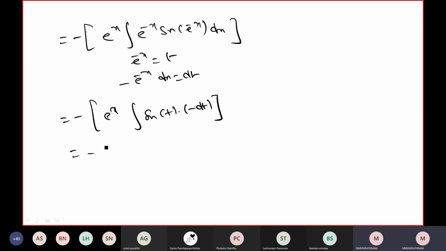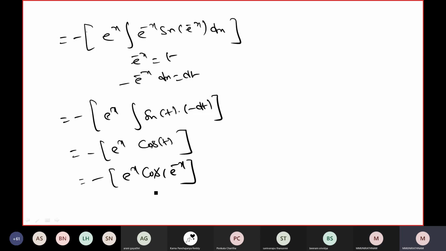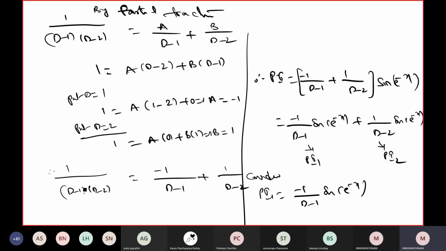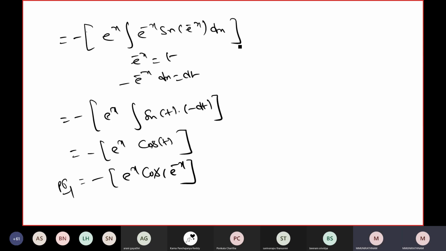So what is the integral of sin t? It is −cos t; minus of minus gives plus cos t, since there is already a minus outside. So this is PI1. Any doubts, please?